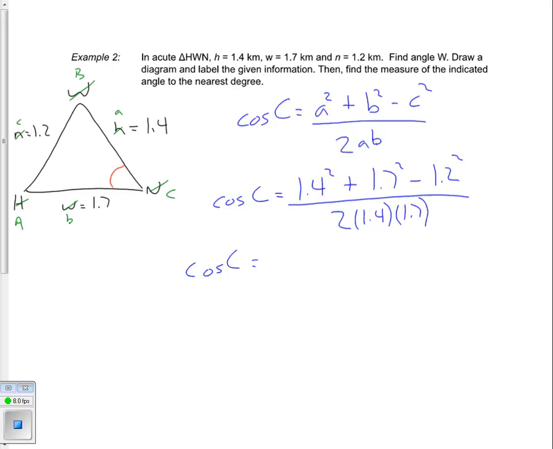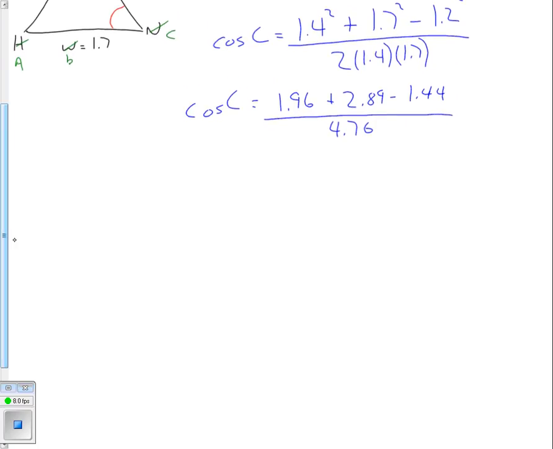So cos C is going to equal 1.4 squared, which is 1.96, plus 1.7 squared, which is 2.89, minus 1.2 squared, which is 1.44, and that is all being divided by 2 times 1.4 times 1.7, which equals 4.76.